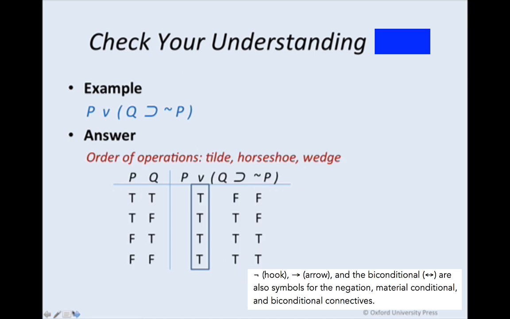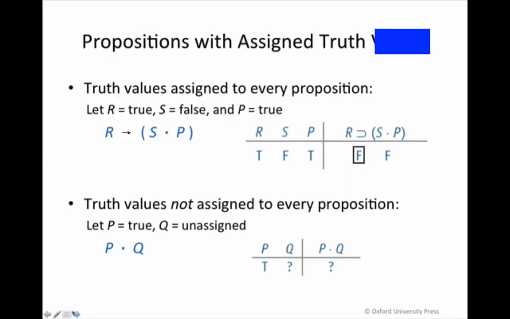We followed the proper order of operations. We first determined the values of tilde, then the horseshoe, and lastly the wedge. Now let's practice by way of propositions with assigned truth values. I think you'll find that this is going to be really helpful to you in reinforcing your understanding of the truth definitions for each of the operators.